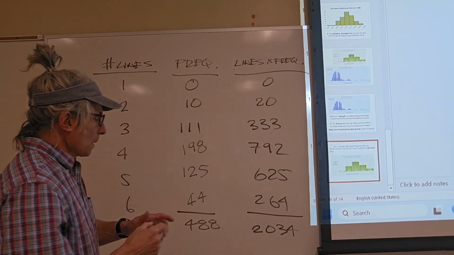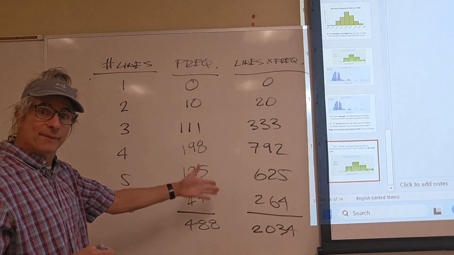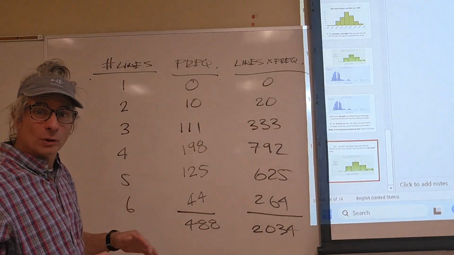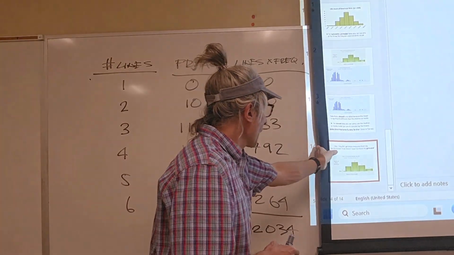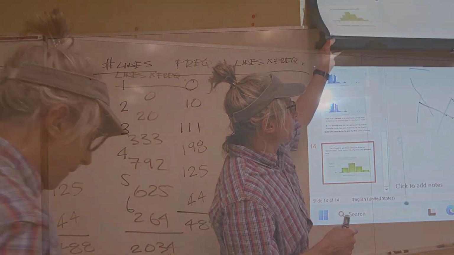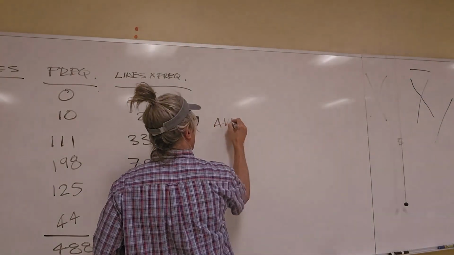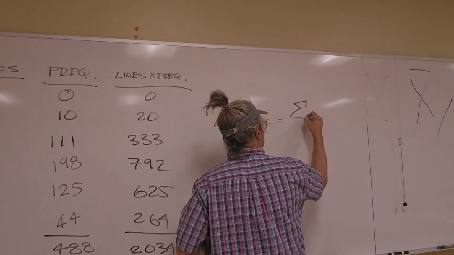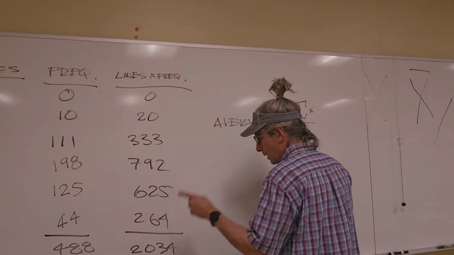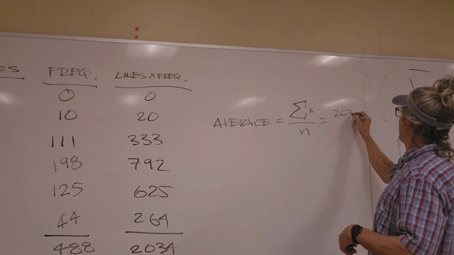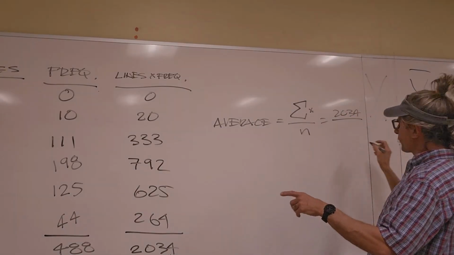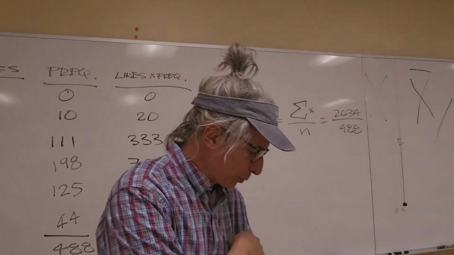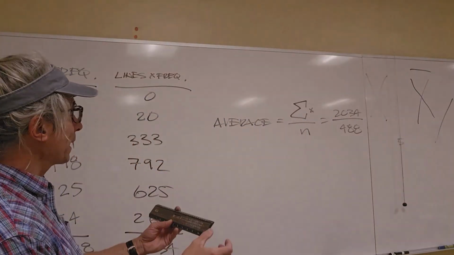So, if I have 2,034 total lines over 488 total games, I can do the average by dividing those two numbers. So the average is going to be the sum of the x's divided by n, which is 2034 divided by 488. I need my calculator, my ruler calculator. Thank you, Brookstone, for one more calculation.